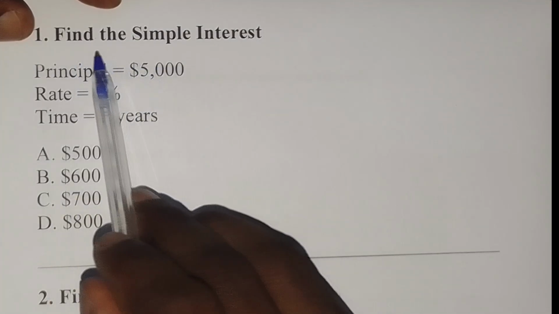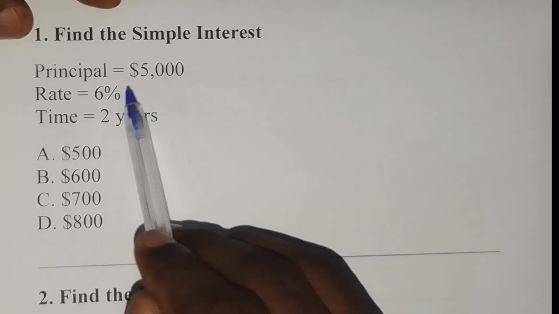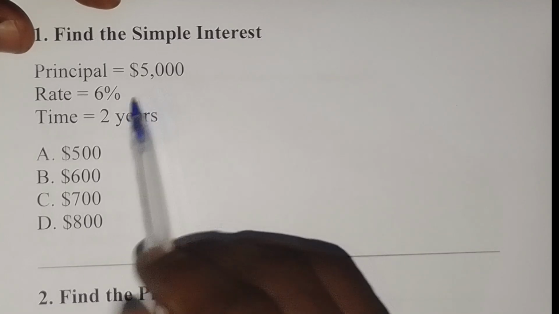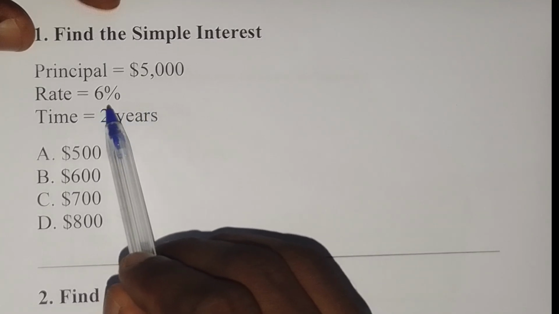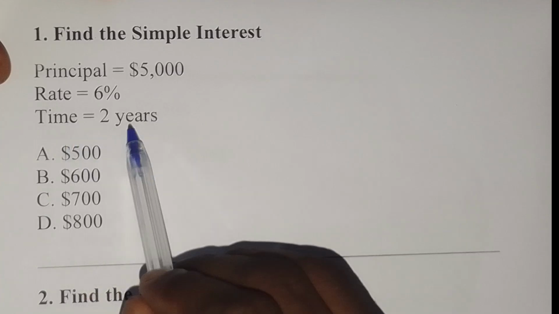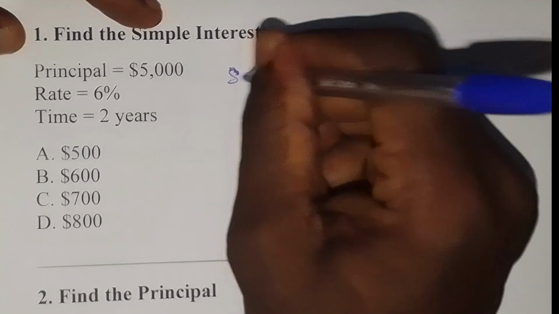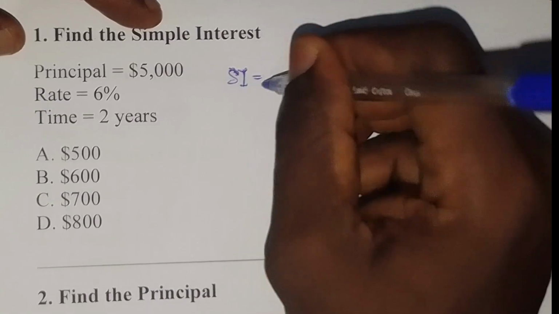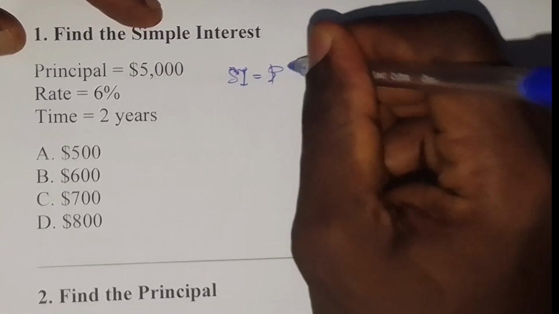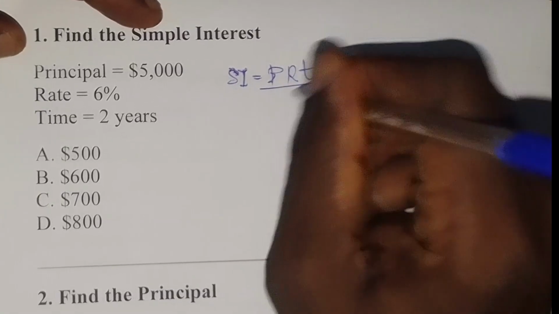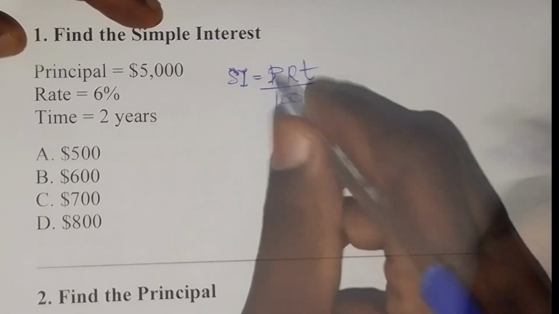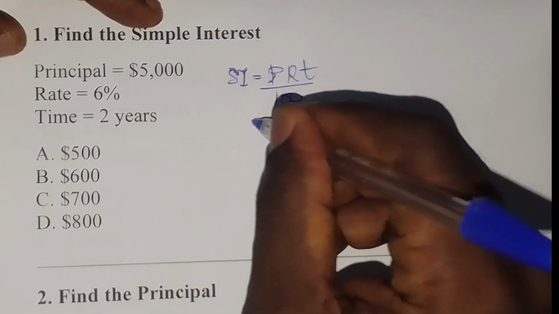Now let's find the simple interest. The principal is $5,000, the rate is 6%, and the time is 2 years. The time is normally in years. Simple interest is equal to principal times rate times time all over 100. Let's put in all the information that we can get from the question.